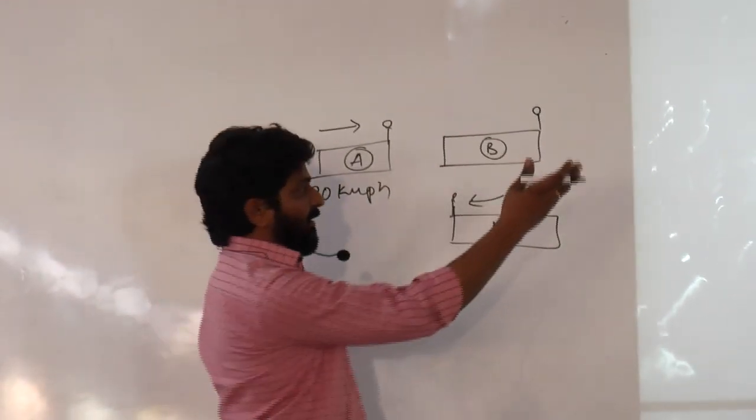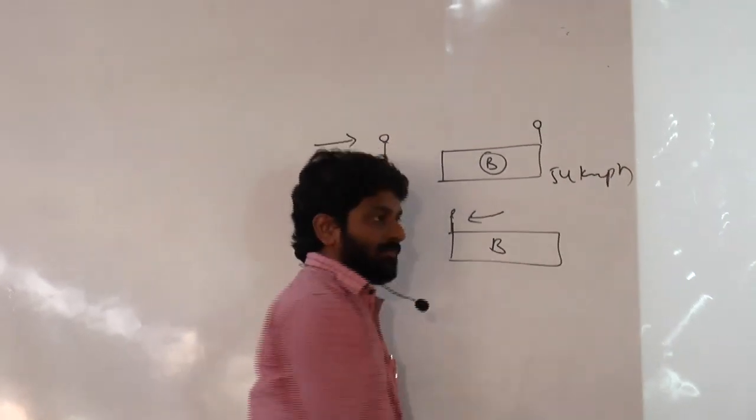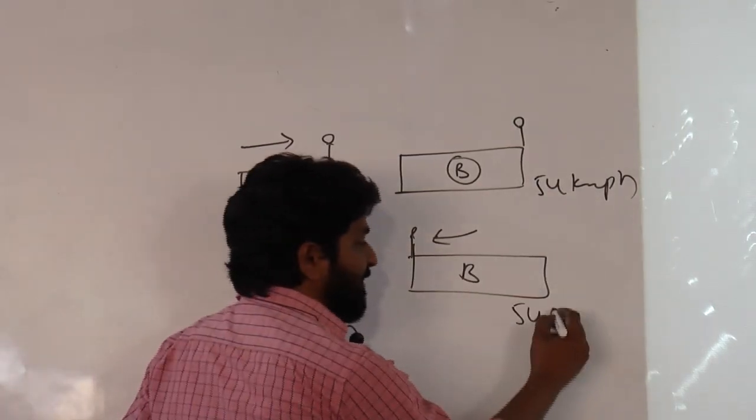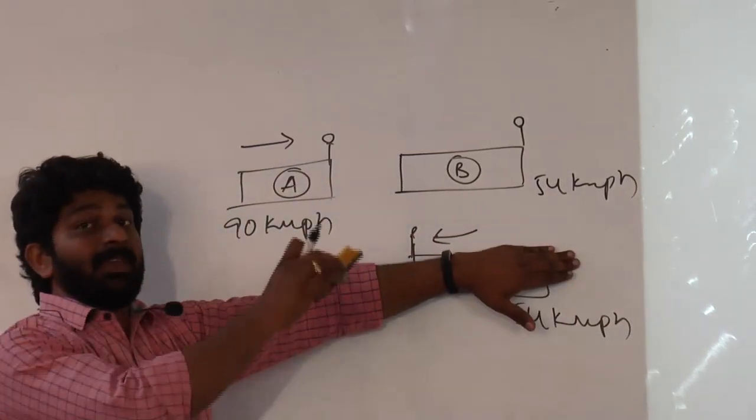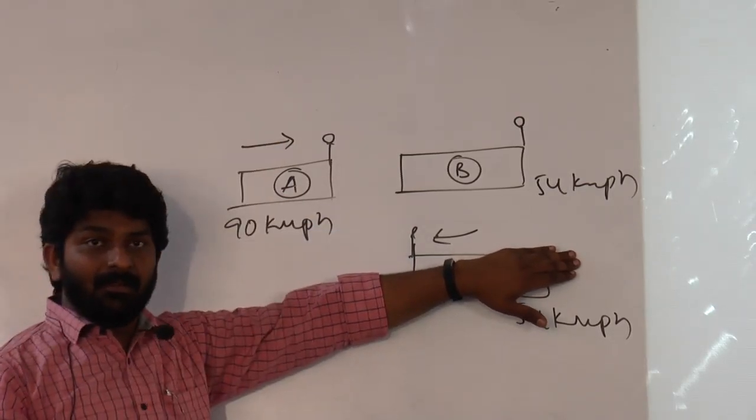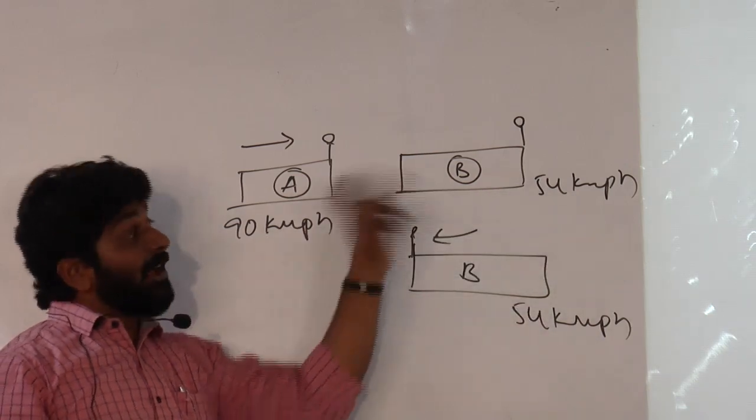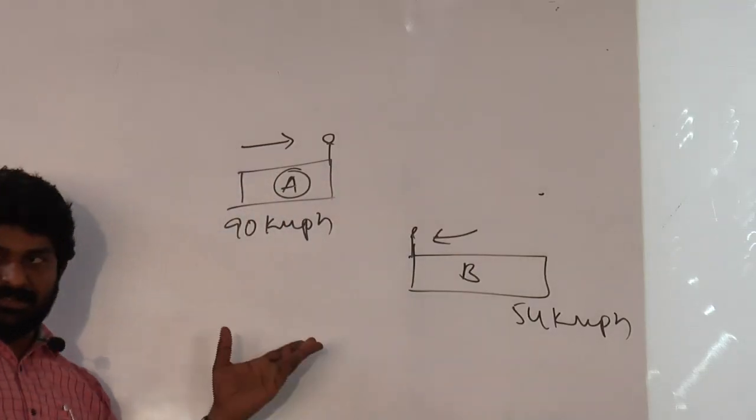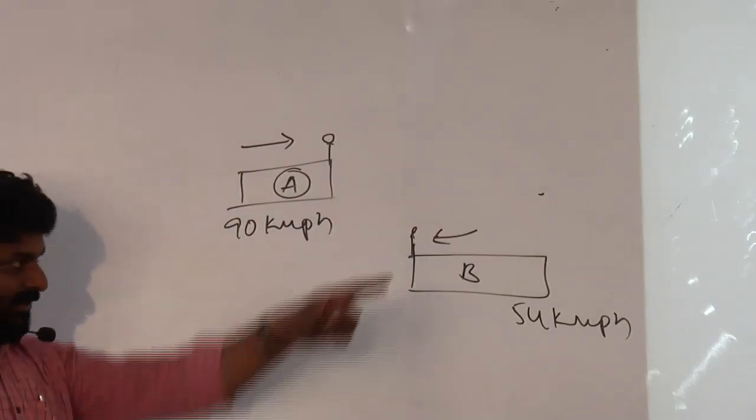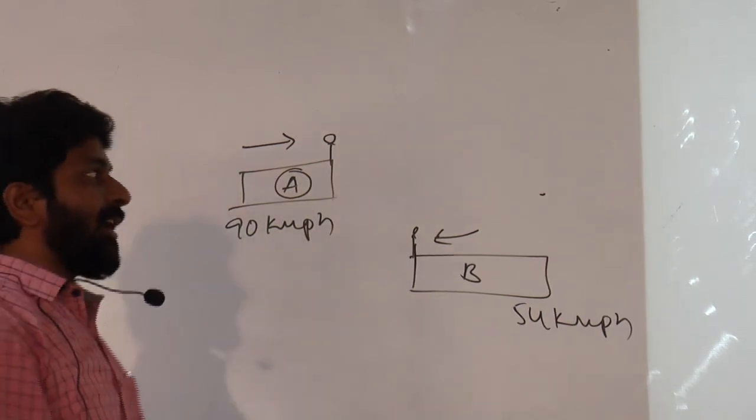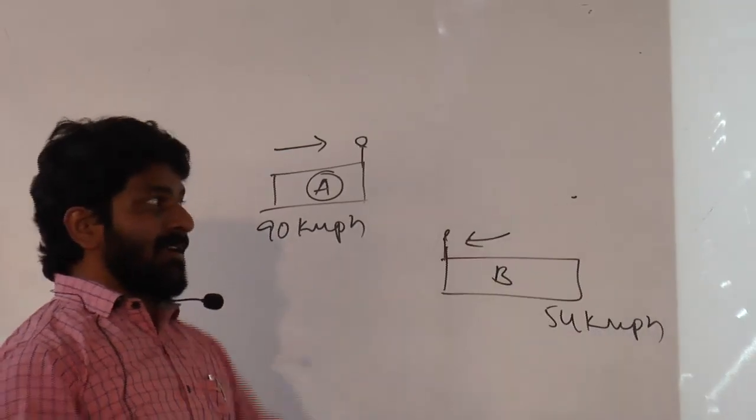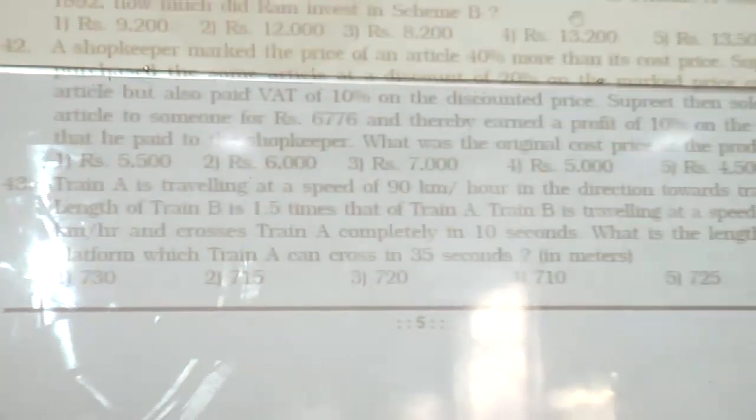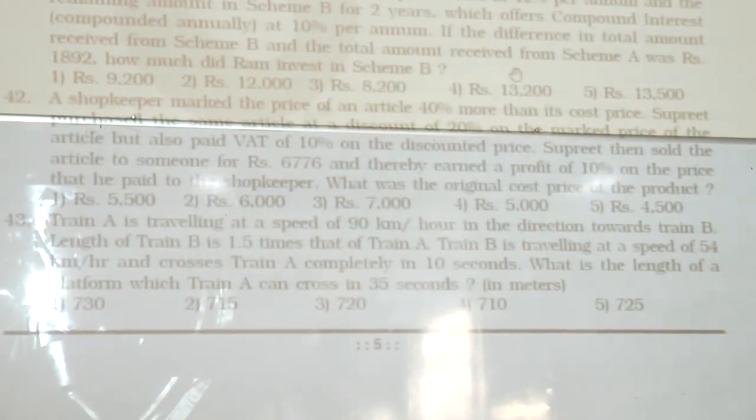If train B is moving at 54 km per hour, in both the cases, in the first case, can train B cross train A? No, never. Train A crosses train B, B cannot cross A. If it is moving in the opposite direction, yes, definitely train B can cross train A. They clearly mentioned the length of train B is 1.5 times that of train A, and train B is travelling at a speed of 54 km per hour and crosses train A completely. Train B crossed train A, so that should be in the second case only, so both are moving in opposite direction.